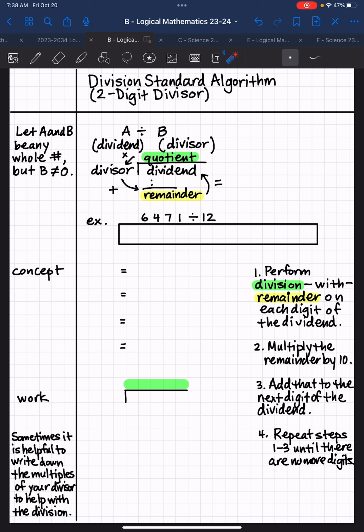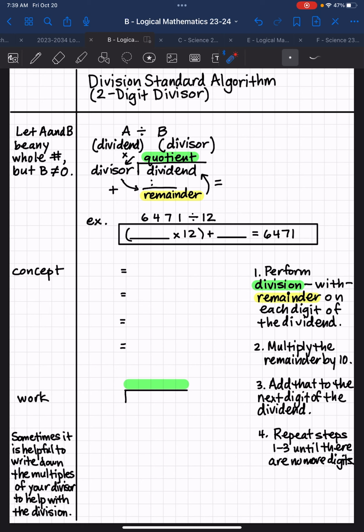So when you have A divided by B, or in this case, 6,471 divided by 12, what are you really being asked? Well, you're being asked, what number times 12 plus what other number equals 6,471? This first number that multiplies 12 will be our quotient, and the number that we add to that is going to be called our remainder.